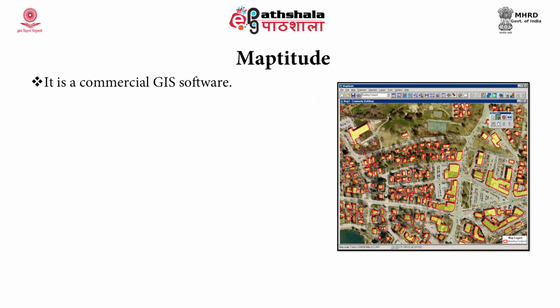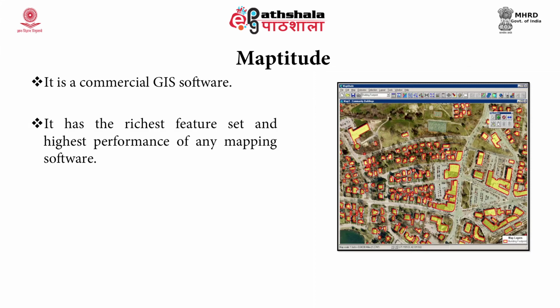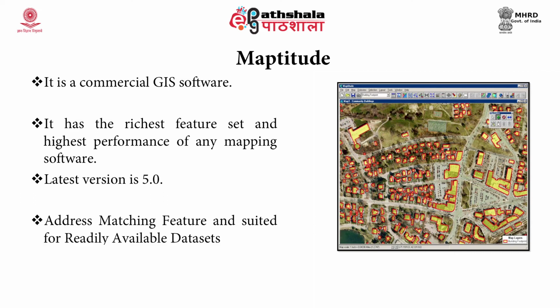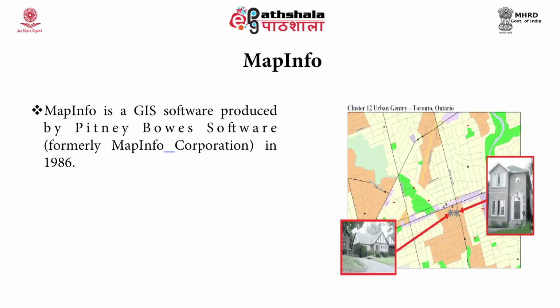Maptitude is another commercial GIS software that has the richest feature set and highest performance of any mapping software. Its latest version is 5.0. It has an address matching feature that is suited for readily available datasets. Another common software is MapInfo, which is a GIS software produced by Pitney Bowes Software, formerly called as MapInfo Corporation in 1986. It is used for mapping and location analysis. Its latest version is 15.2.